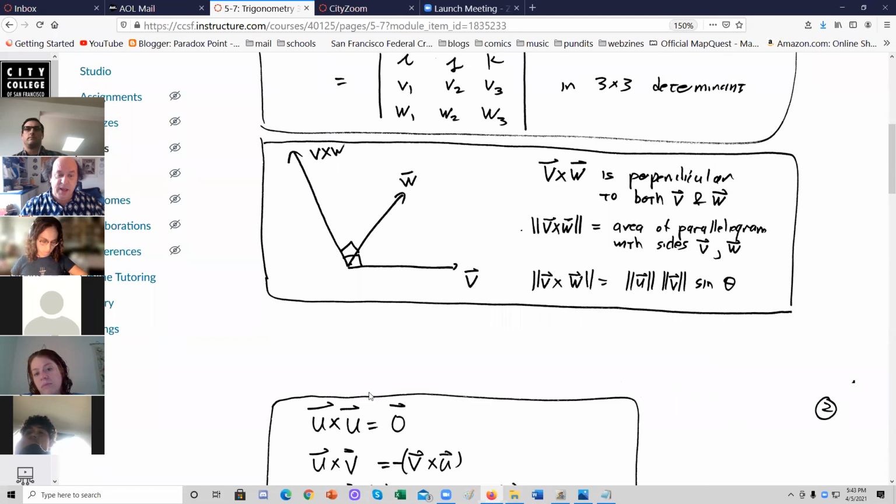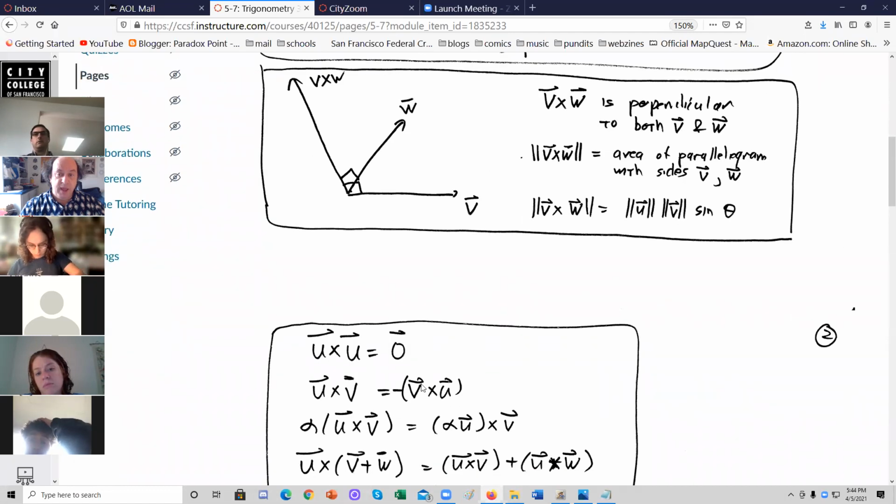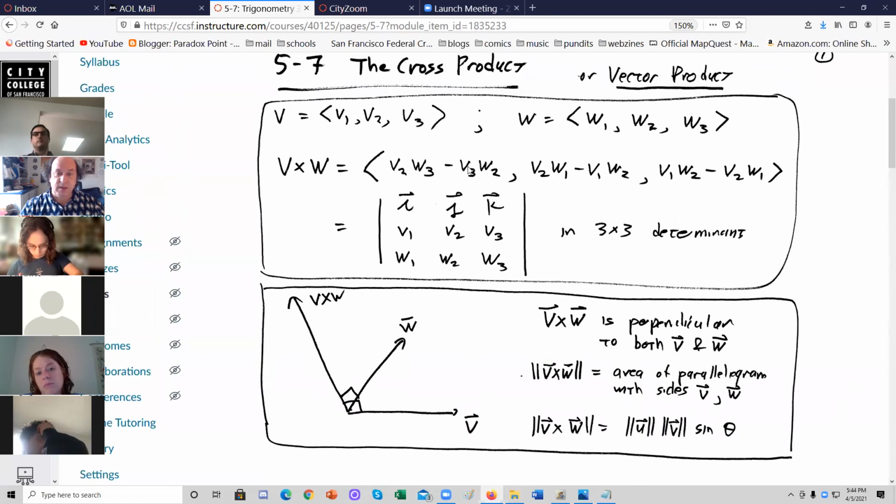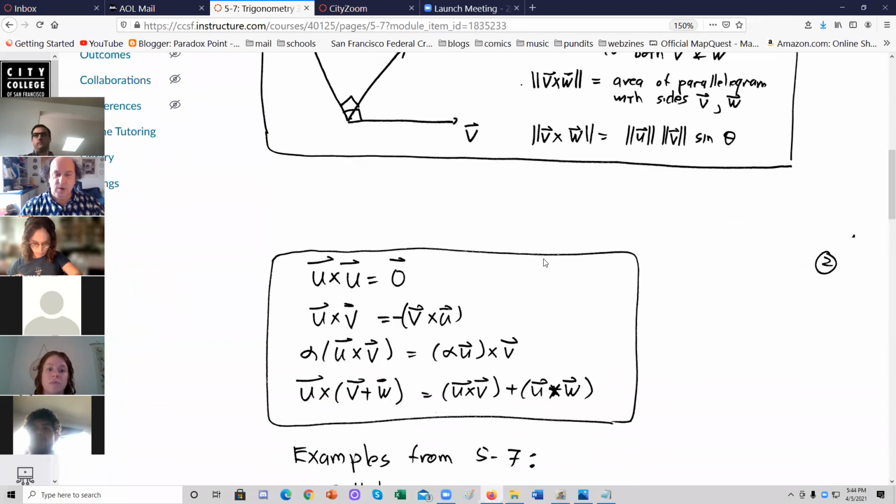Now, a vector has a zero angle with itself, and sine of 0 is 0. So U cross U is always the zero vector. And because this is written with determinants, if you swap the rows, then you get the opposite. So U cross V equals the opposite of V cross U.